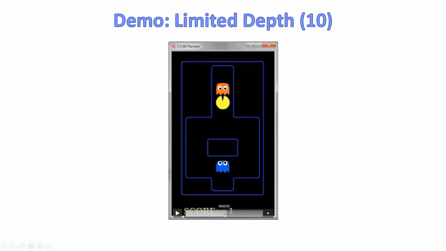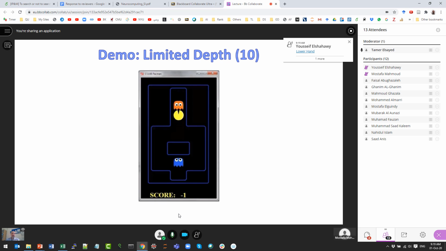Okay, so what happens here? You see, Pacman went to the opposite direction that we didn't expect. Pacman went up, not down. Knowing that now the depth is 10, why did Pacman move up instead of down?